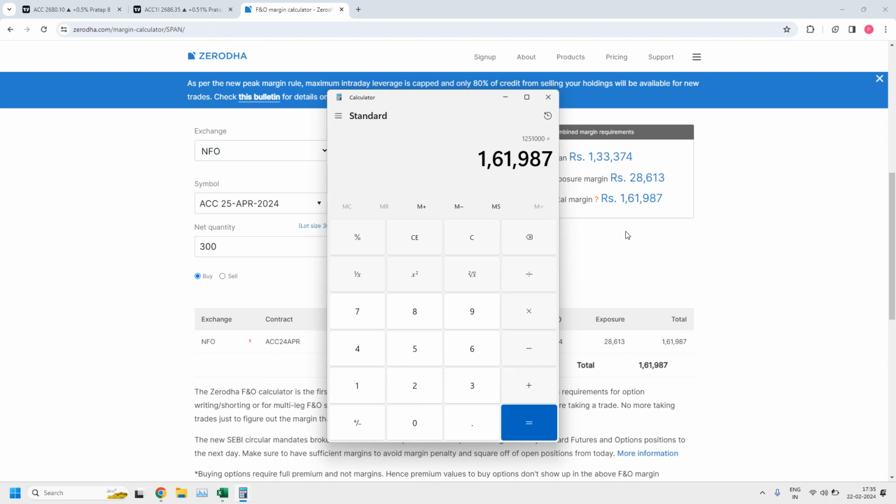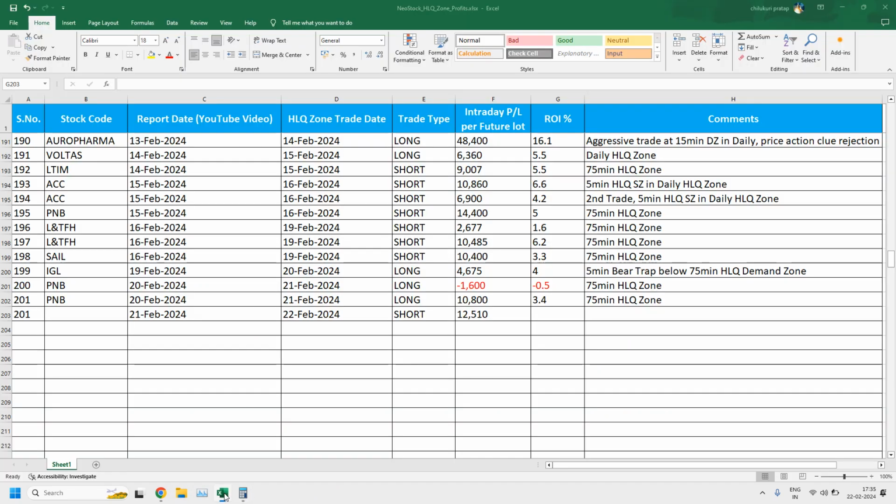1,61,987. That means close to 1,62,000 rupees is your investment. That is the margin cost. If you want to take a trade in one future, this is the amount you have to invest. On your amount invested, how much profit did you get? That is 12,510 into 100 divided by 1,61,987. That is equivalent to 7.72% profit you got. That means 7.7, I am rounding to one digit. So I go to the Excel sheet and enter 7.7. This is the ROA. Every day, after explaining this, here I have to write the stock name, ACC.